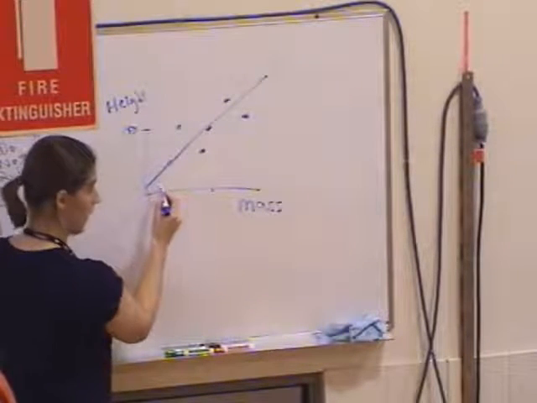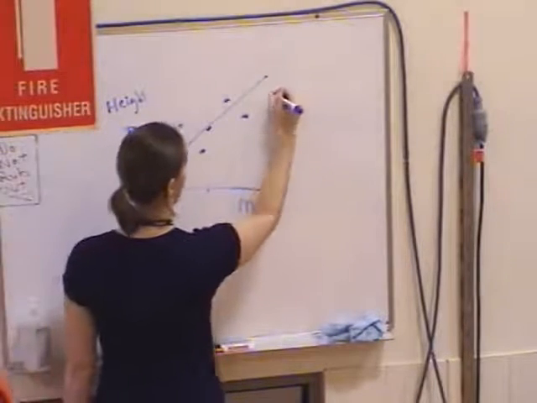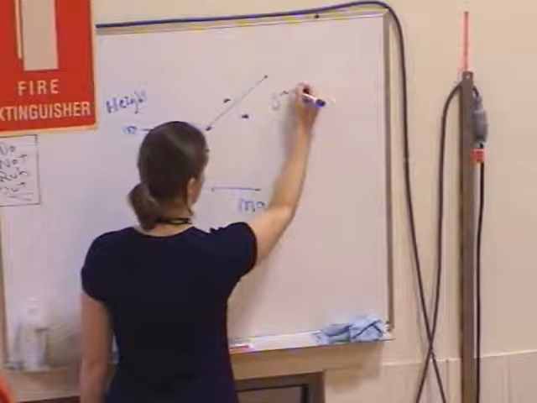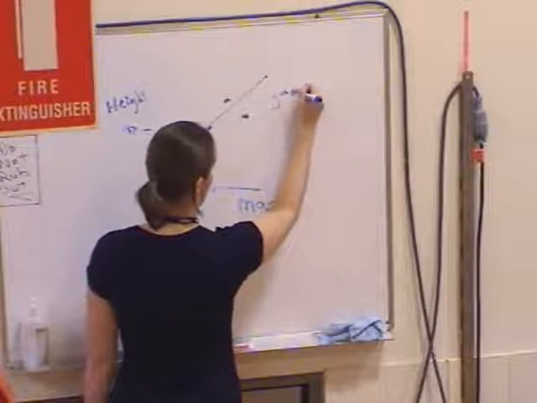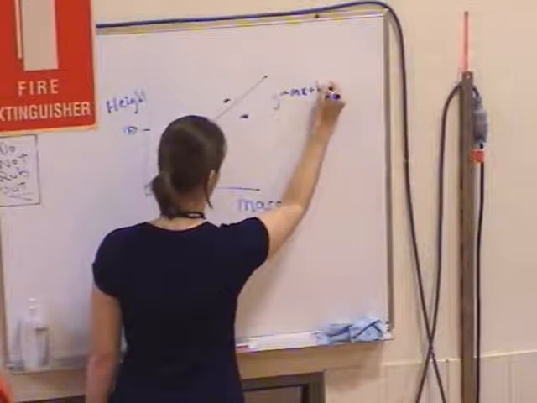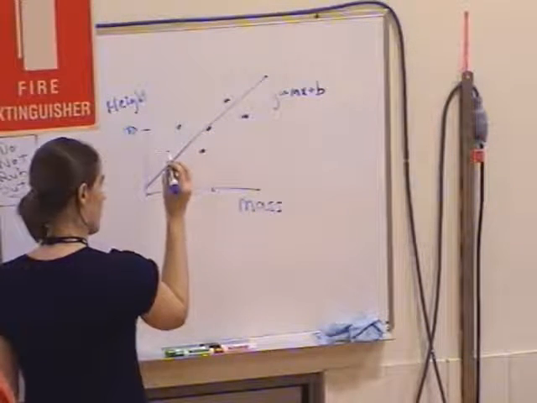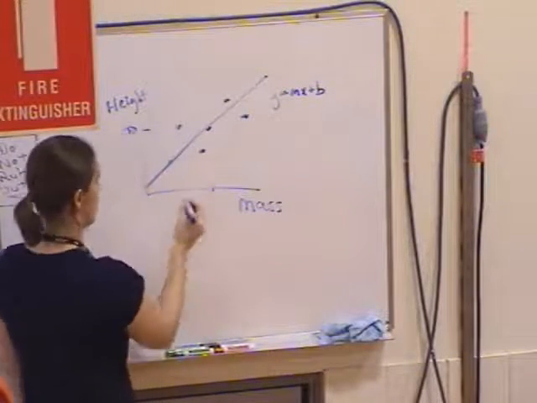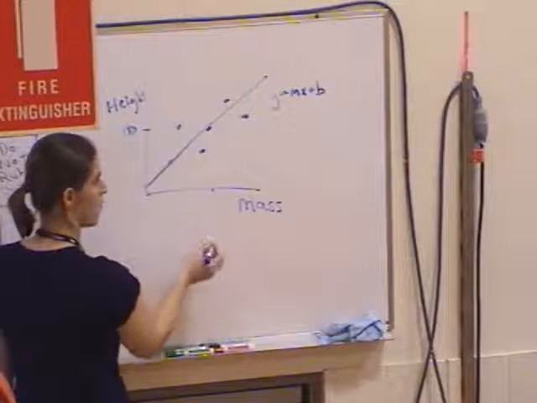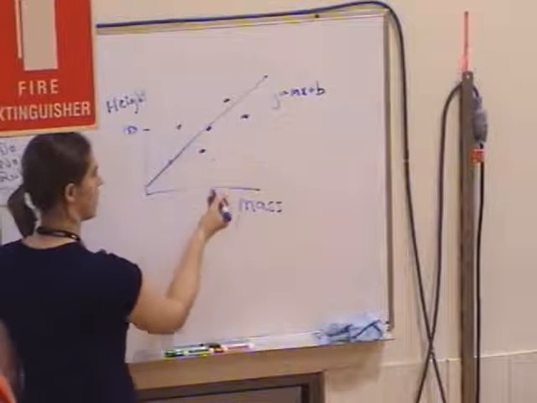And this line here, if you ever had the basic mx plus b, this definition of this line is the relationship between height and mass. So you can take two variables and have one relationship.